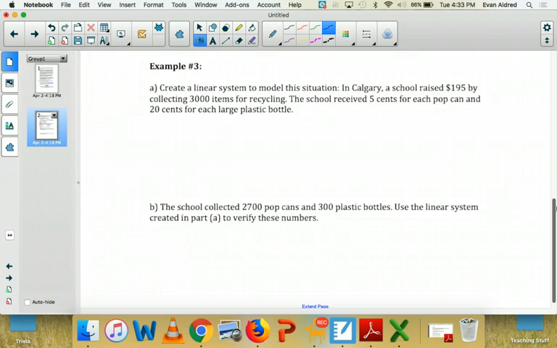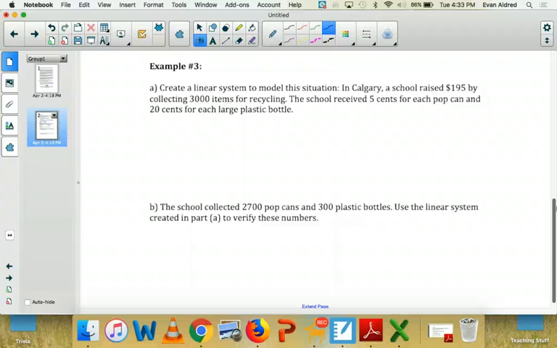So let's do that now. So creating a linear system to model this situation. In Calgary, a school raised $195 by collecting a total of 3,000 items for recycling. The school receives 5 cents for a pop can and 20 cents for a plastic bottle.